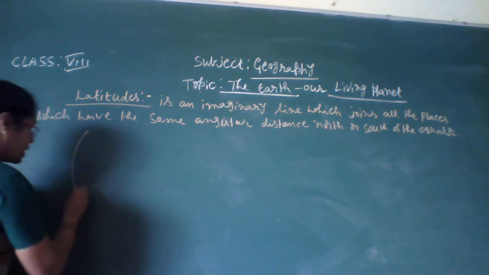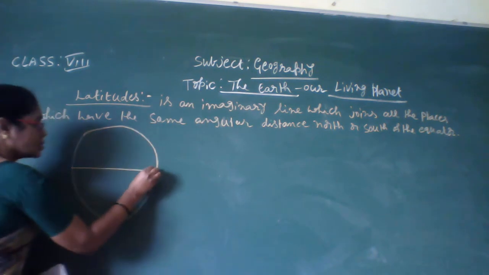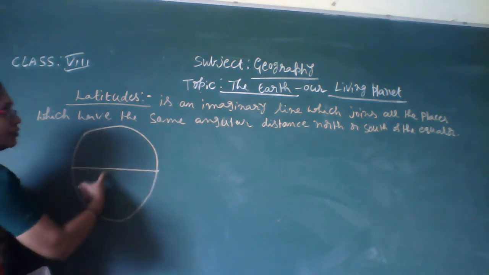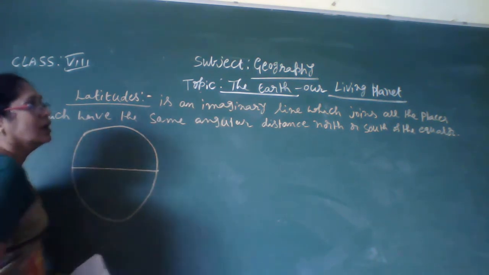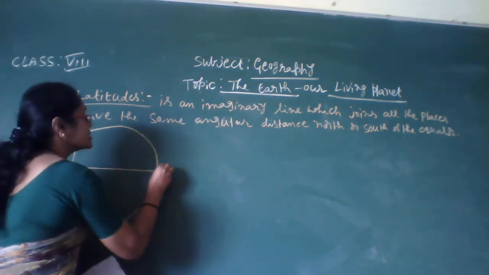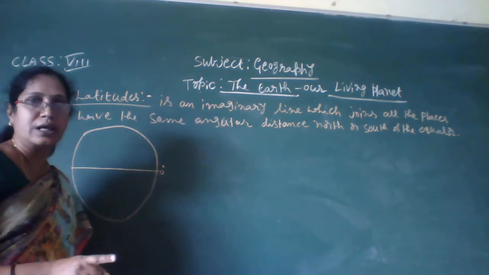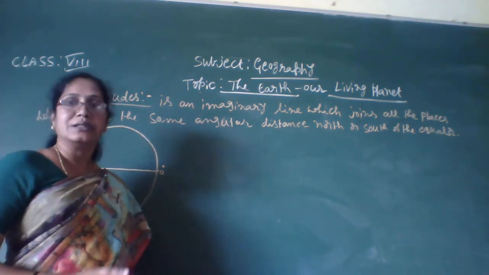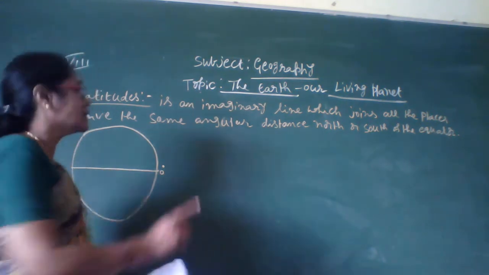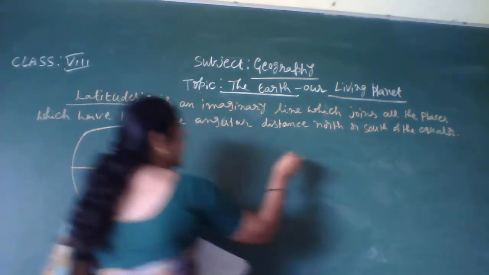So on the Earth, this is an imaginary line. So we call this latitude. An imaginary line which joins all the places which have the same angular distance north or south of the equator. So it is measured in degrees. For example, 0 degree latitude, 23.5 degree latitude, 66.5 degree latitude. In this way it is measured in degrees. Got it? So it is measured in degrees.